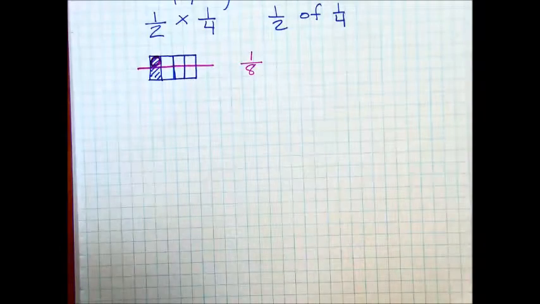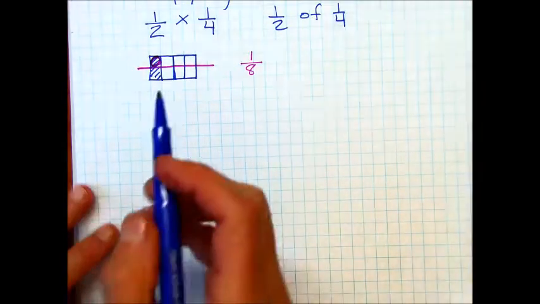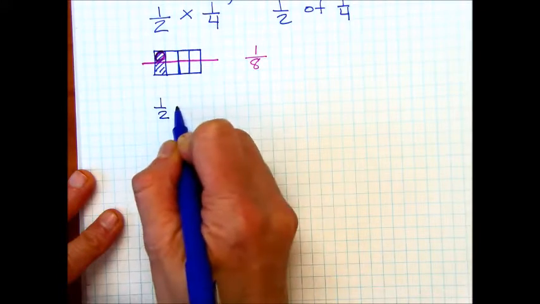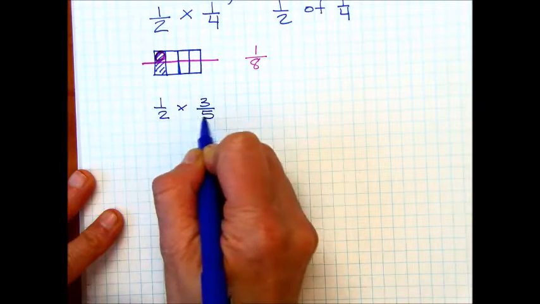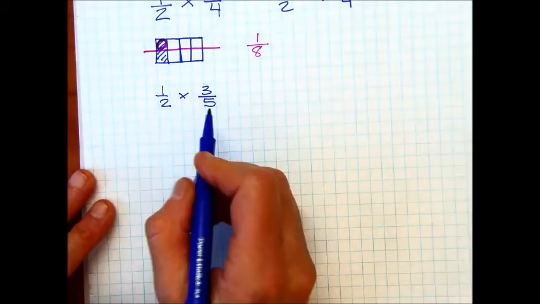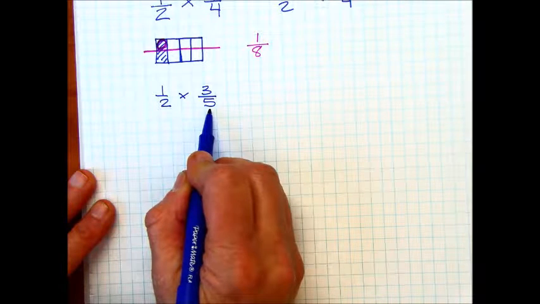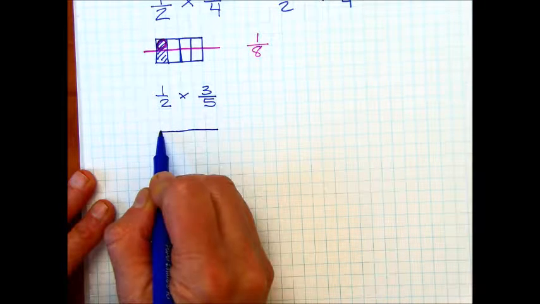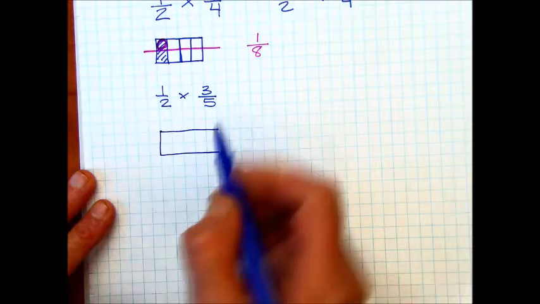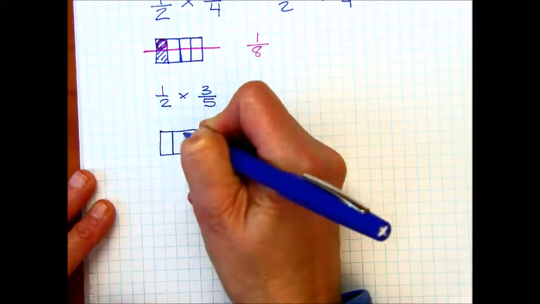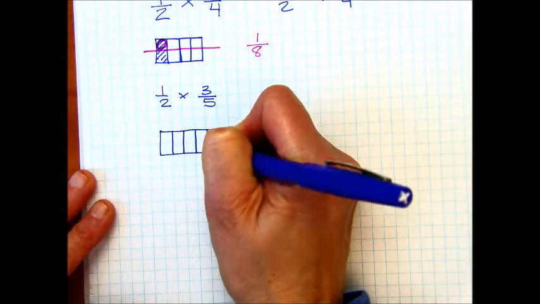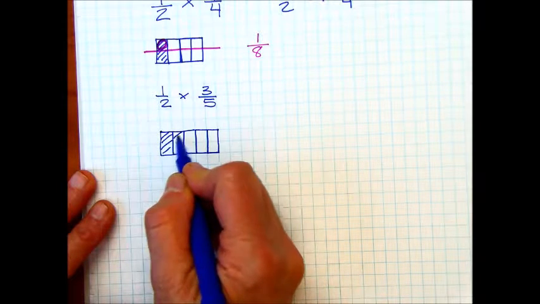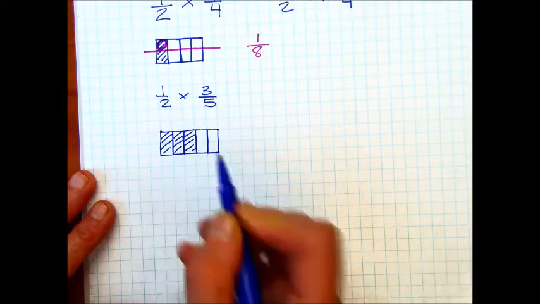Let's go ahead and do a few more, because I know this could be kind of confusing to grasp. Let's do another: 1/2 times 3/5. So we're going to take 1/2 of this number here. Let me go ahead and draw a bar that is 5 long. And I'm going to make 5 equal parts. Okay? And I want to shade in 3 of those 5. 3 out of the 5 are going to be shaded in.